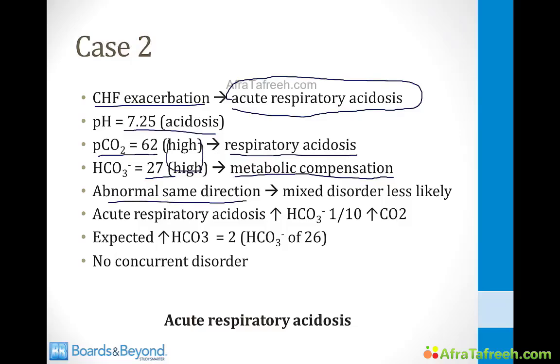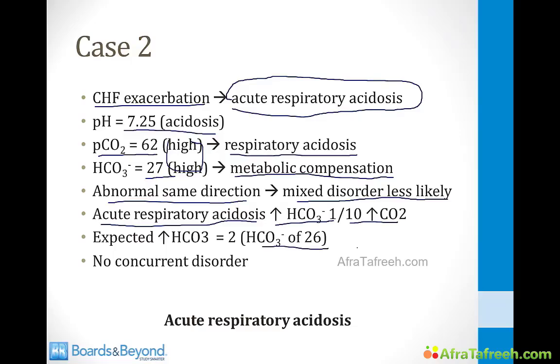They're both high, so when they're abnormal in the same direction, it makes a mixed respiratory and metabolic disorder less likely. Next, we check to see that the compensation is appropriate, and recall from the other acid-base module that I told you acute respiratory acidosis produces a compensation in bicarb of an increase of 1 for every 10-point increase in CO2. So we would expect the bicarb to be about 2 points higher, a bicarb of 26.